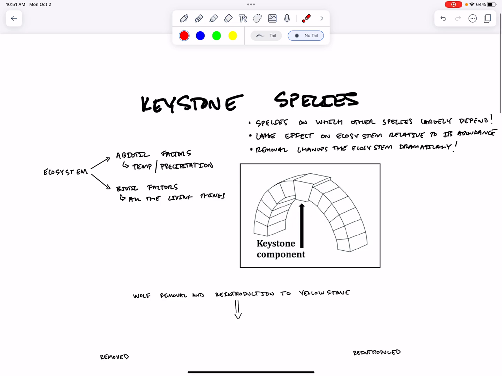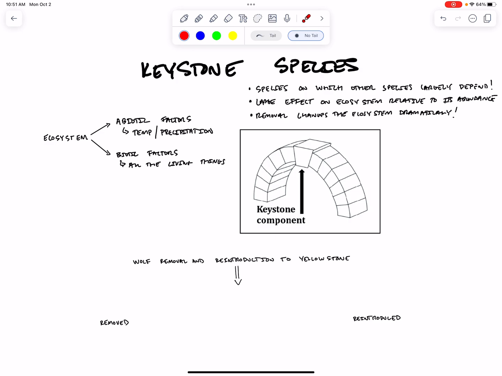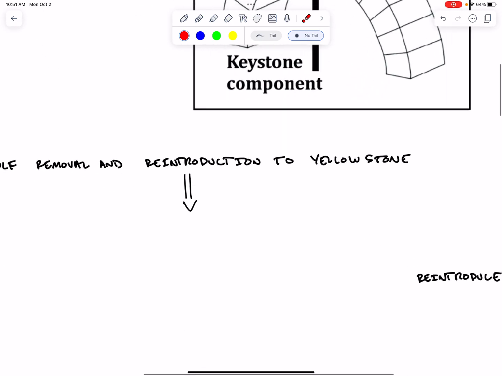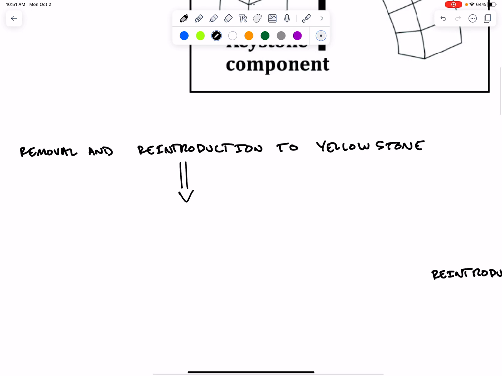Okay, so you are going to go on and watch a movie about the removal and reintroduction of wolves to Yellowstone. And what you're looking for is the term, you're looking for a trophic cascade.